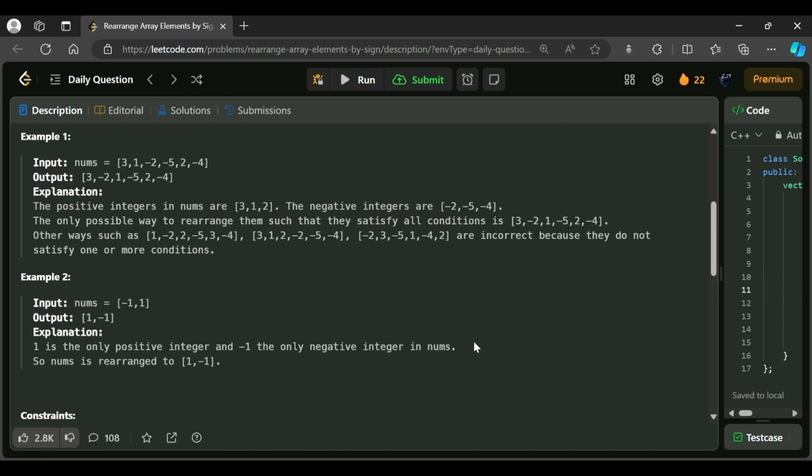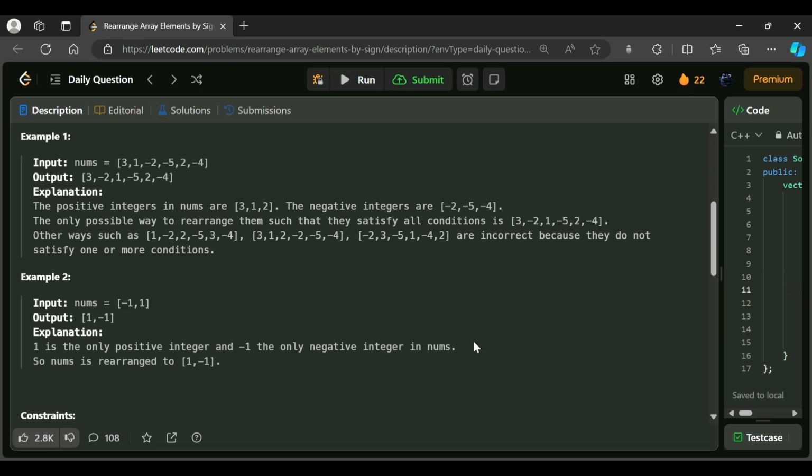So the first positive number is 3, so just insert a 3. Then what is the negative number? Minus 2. But 1 is also a positive number. So there are many approaches to solve this question. The first approach is you create two vectors, one which considers only positive numbers, and a second one which considers only negative numbers, right?